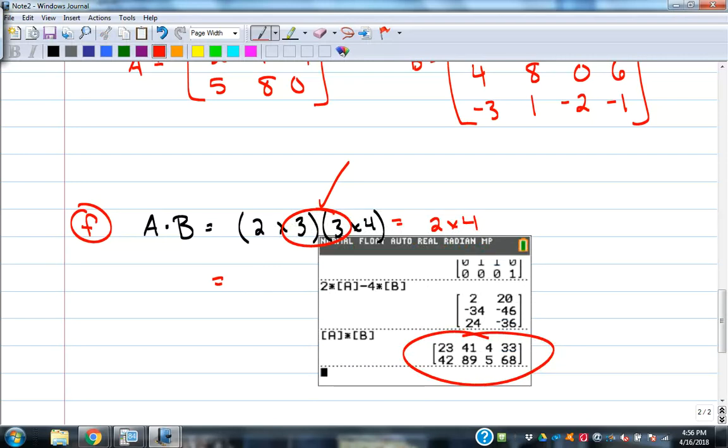23, 41, 4, 33, 42, 89, 5, 68. Like lottery numbers, I guess. Play that and see what you win. You got to pay me if you win something. Those are winning numbers. That's not ironic at all, is it?